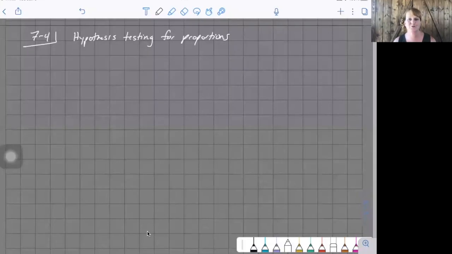Welcome back. Today we're doing 7.4. We are doing hypothesis testing again, but now for proportions. So this means these are your binomial problems. So these are going to be yes, no questions. The process is going to be the same.